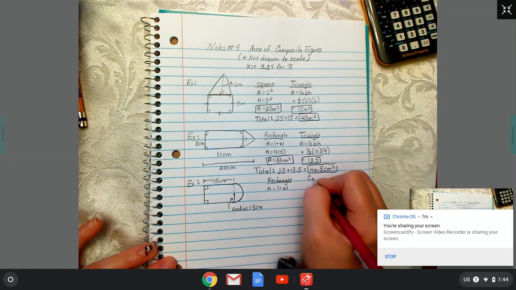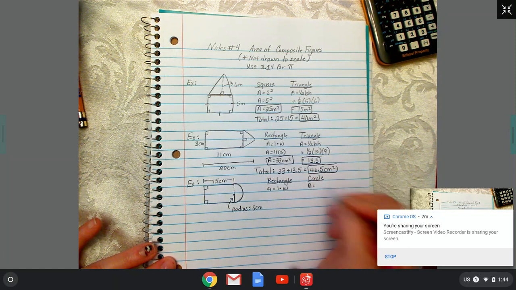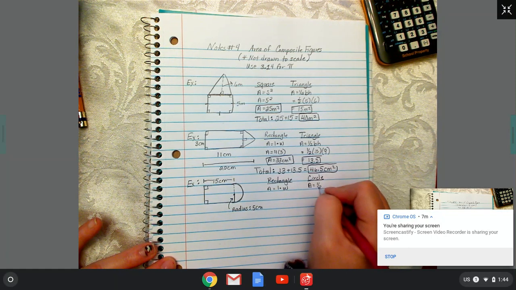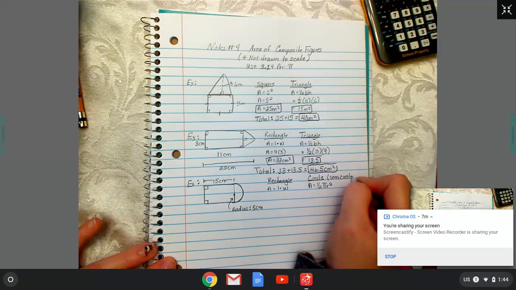And we're going to do a circle, but of course we're just going to do half a circle. So area is going to be pi r squared, but we're going to do half. So I'm going to say that's a semicircle.